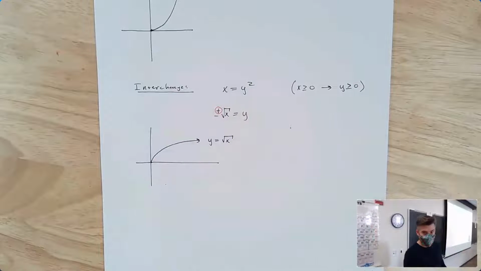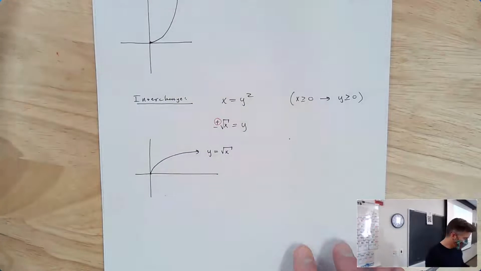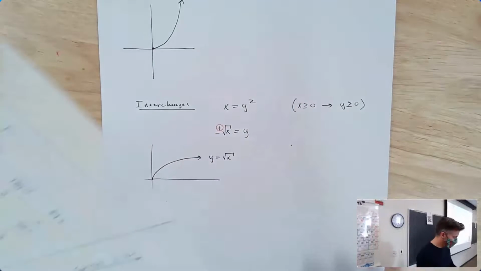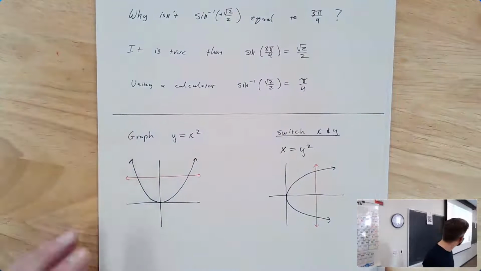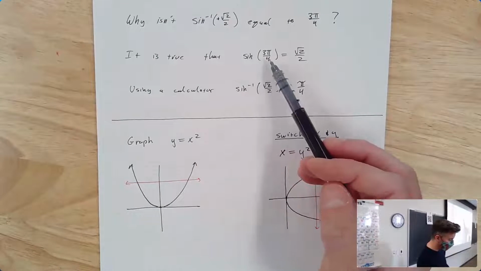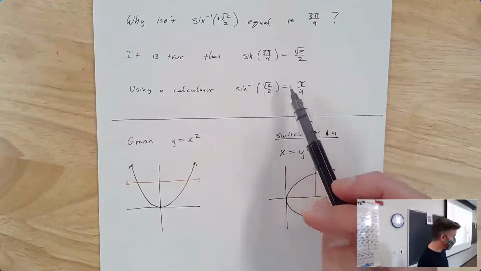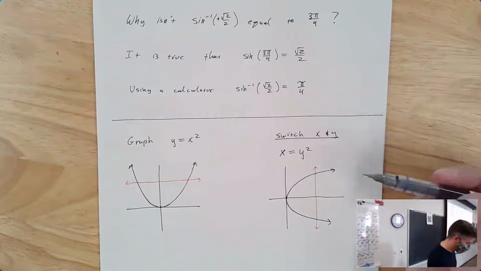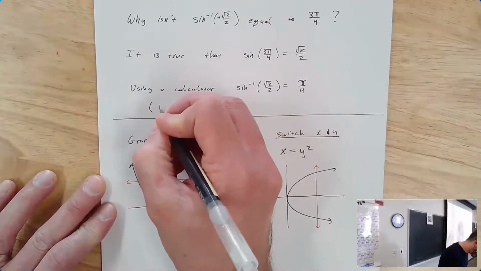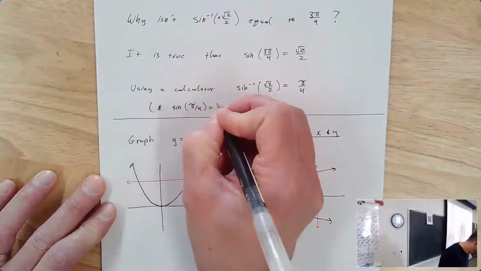So to catch up people who came in a little bit late, we started by asking the question. We'll come back to this, don't worry. We start by asking the question, why isn't the inverse sine of √2/2 equal to 3π/4? And so I want to point out that sine of 3π/4 is √2/2, but the inverse sine of √2/2 is π/4. And of course, sine of π/4 is √2/2.